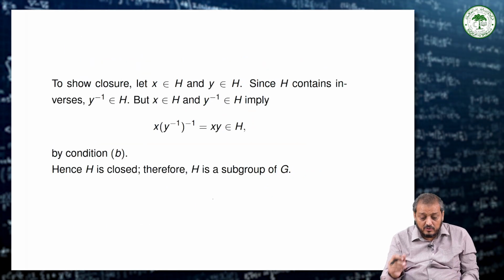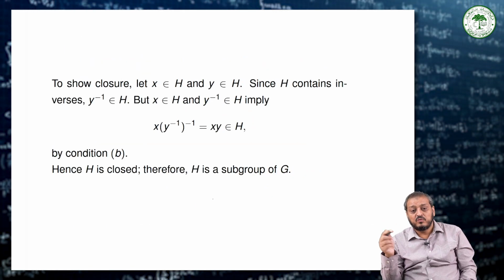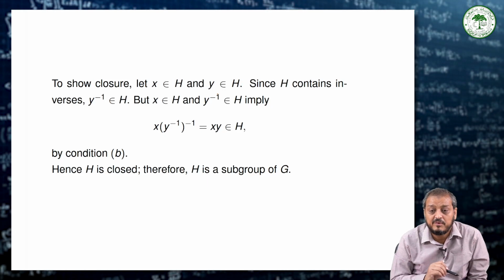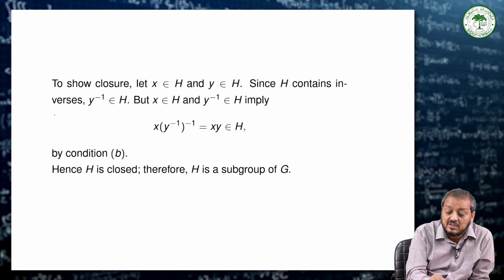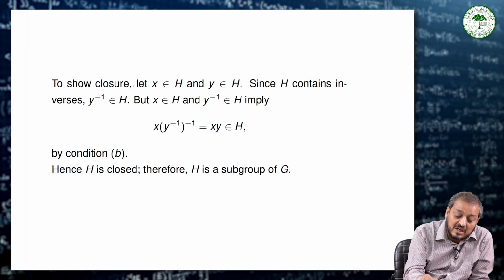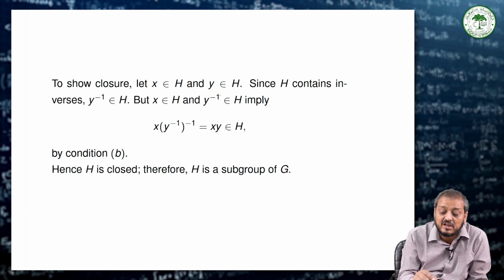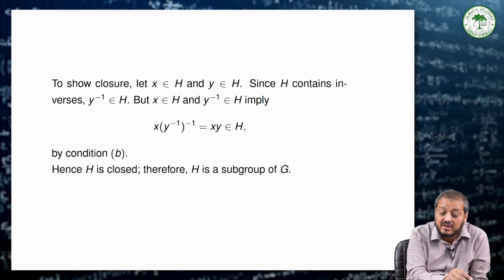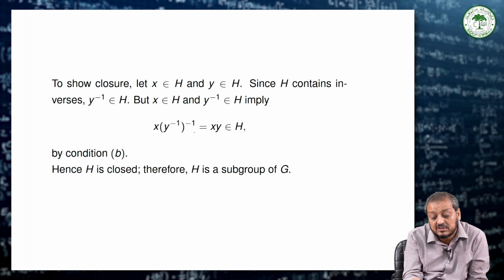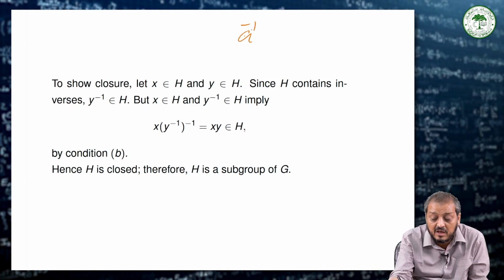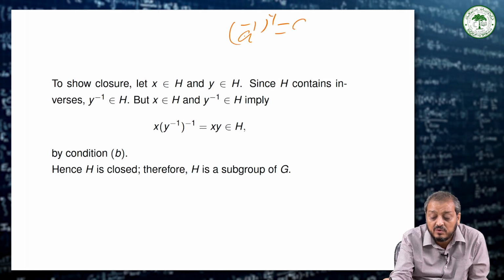Now we have to show the closure property. So let x be an element of H and y be an element of H. Since H contains inverses, y inverse also belongs to H. But x is an element of H and y inverse is an element of H. So by condition B, we can say that x times the inverse of y inverse is an element of H, and now we have to use the property that a inverse inverse is equal to a.